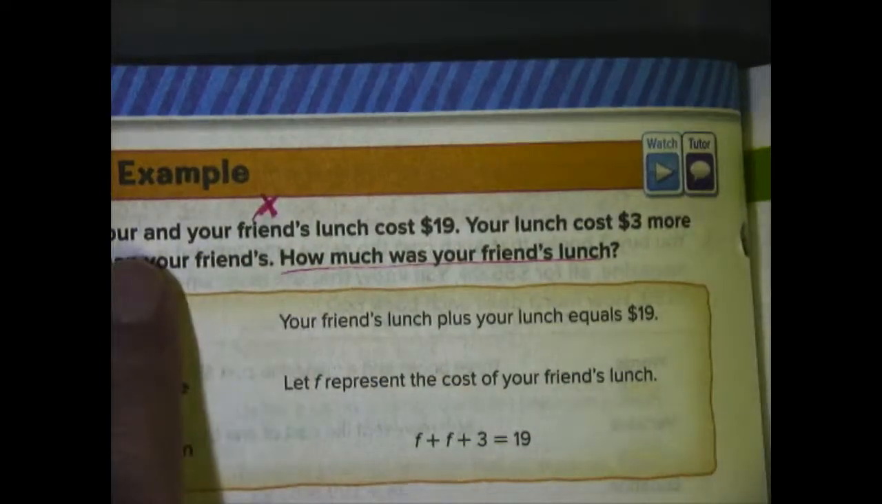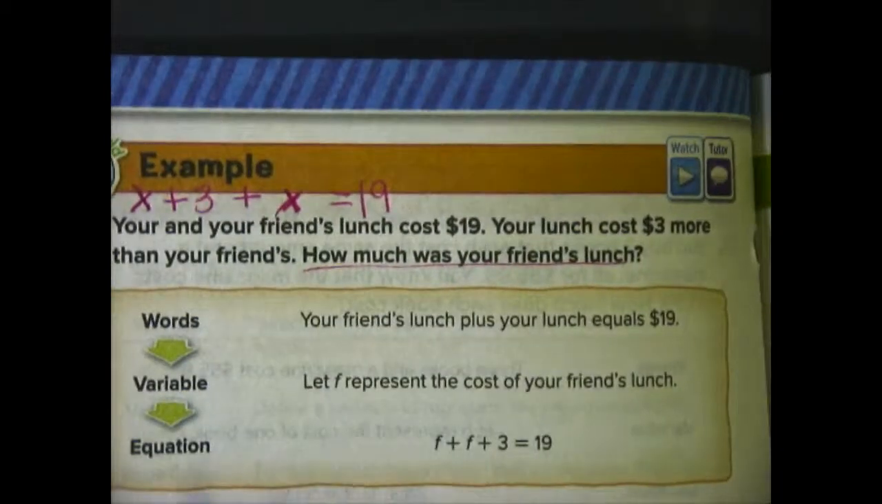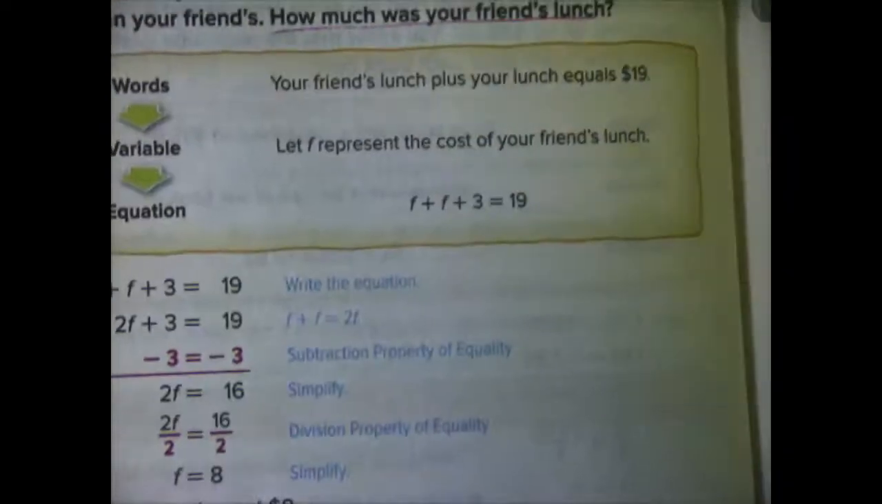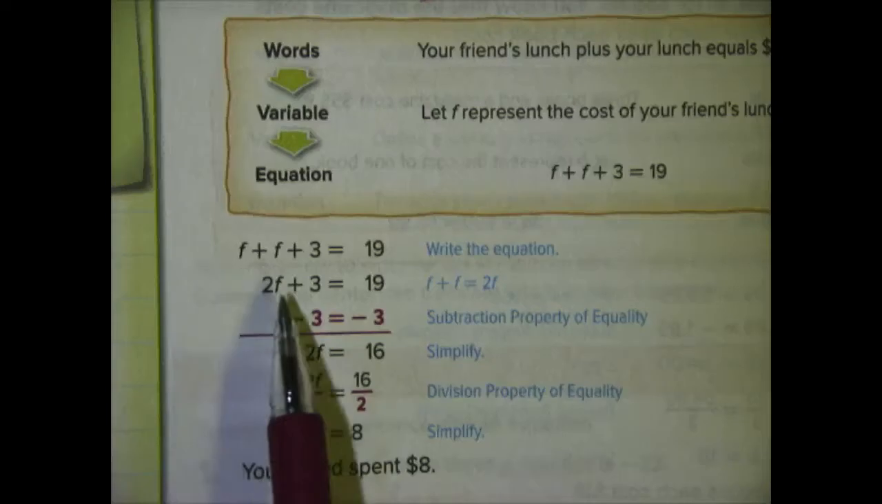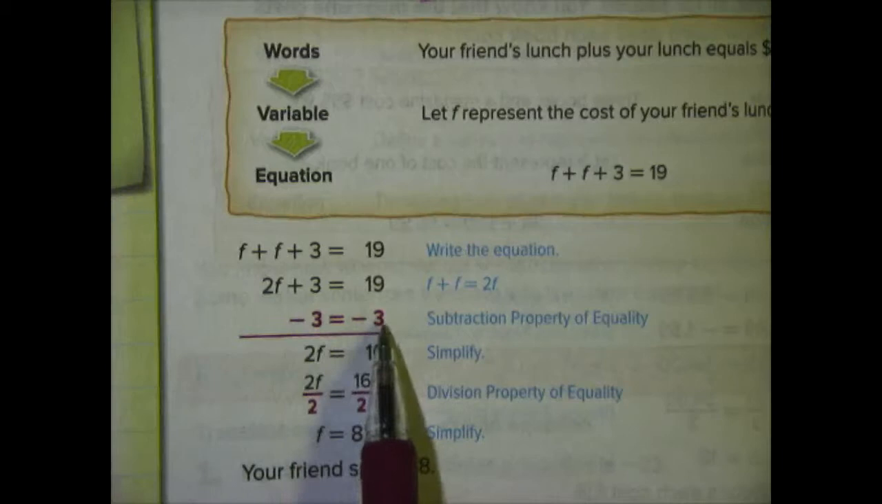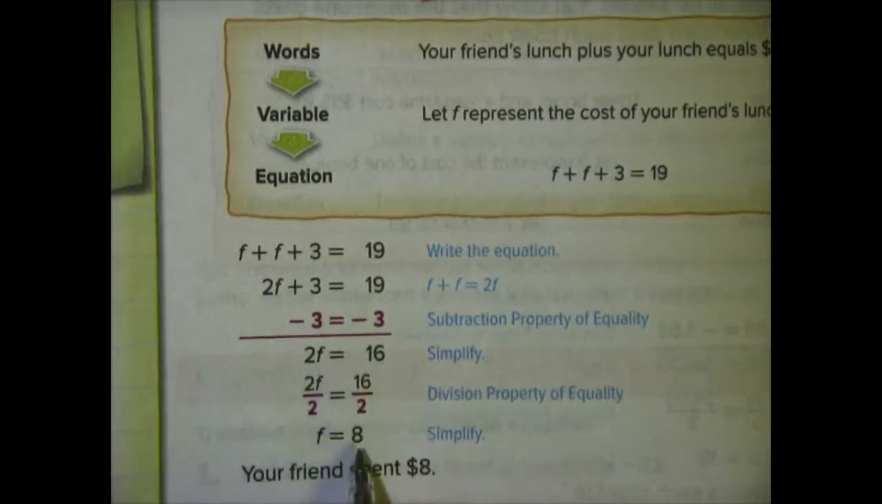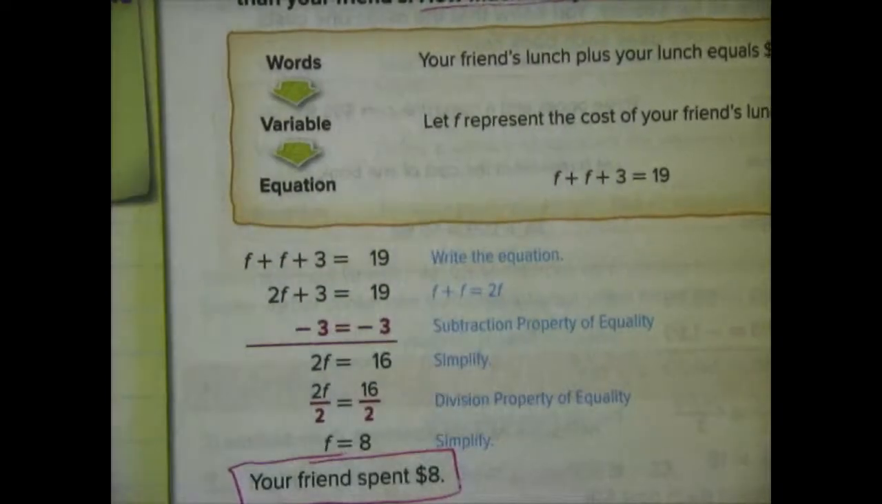We've got your lunch, which costs $3 more than your friend's. So x plus 3. And then we're going to add to x. And we know that it equals 19. So our equation, they've written it as f. We just used x. It's no big deal which one we use. f plus 3 equals 19. f plus f is 2f. 2f plus 3 equals 19. We'll subtract 3 from both sides, leaves us with 2f equals 16. Divide both sides by 2, and we get f equals 8. So your friend spent $8 on lunch.